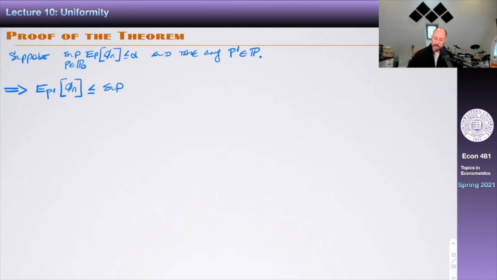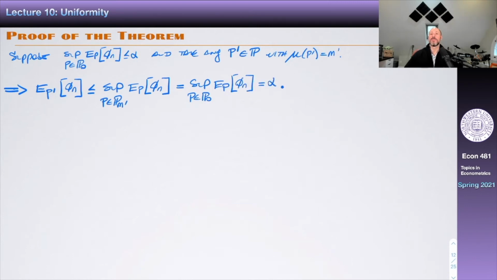Oh, sorry, I forgot to say. And take any P with mu P prime equal to M prime, whatever that number is, okay? The supremum over P in ball P M prime, but this is equal to the supremum over ball P0 because it doesn't matter what the mean is. And this is alpha. Doesn't matter what this alternative is. Doesn't matter what the actual mean is, because at this point we use this inequality that follows from the previous lemma, and we're good to go.